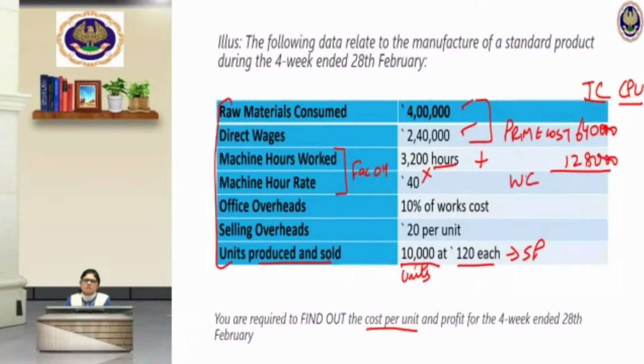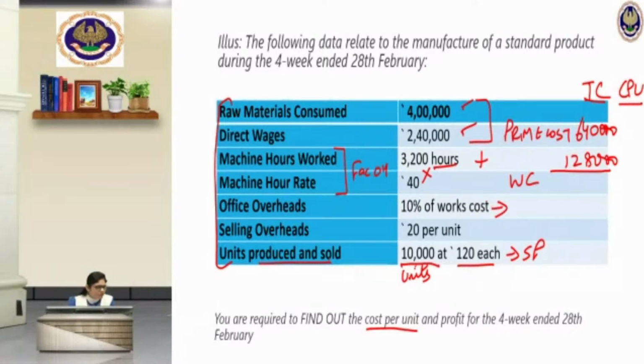After works cost, we adjust the stock of WIP, but there is no stock, no raw material, no finished goods. There is no stock. So the gross works cost and net works cost will be the same. To the works cost, we add the admin overheads. 10% of works cost is the admin overhead.